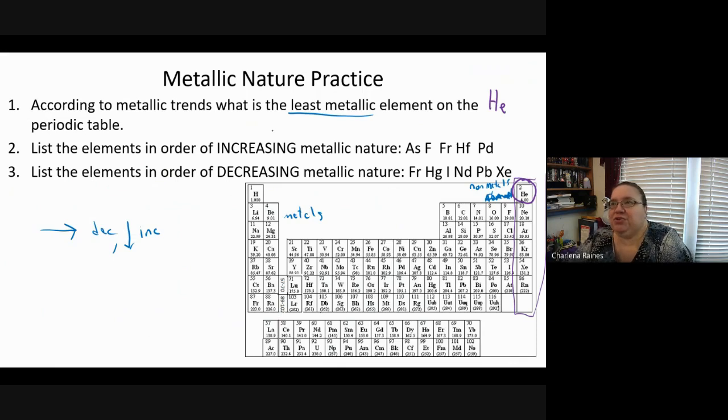So for 2, we're trying to put elements in order of increasing metallic nature. Increasing means we're going from smallest or lowest to highest. So make certain you know your terminology. Increasing order means you're starting with the little ones and you're going to the bigger ones.